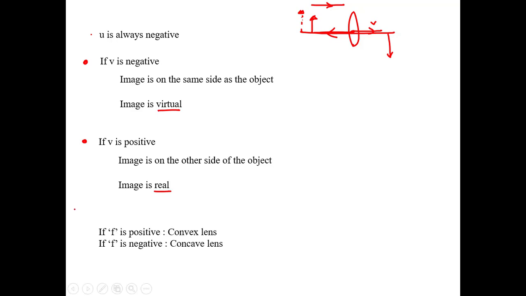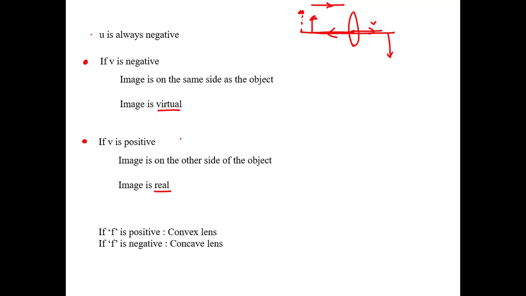What about focal length? If f is positive, that means it's a convex lens. And if f is negative, it's a concave lens. In fact, we should say it the other way around, that if we have a convex lens, then the focal length is positive, and if we are dealing with a concave lens, then f will be negative.